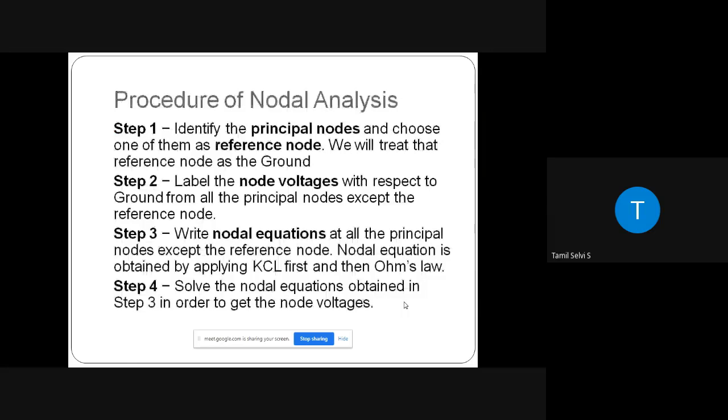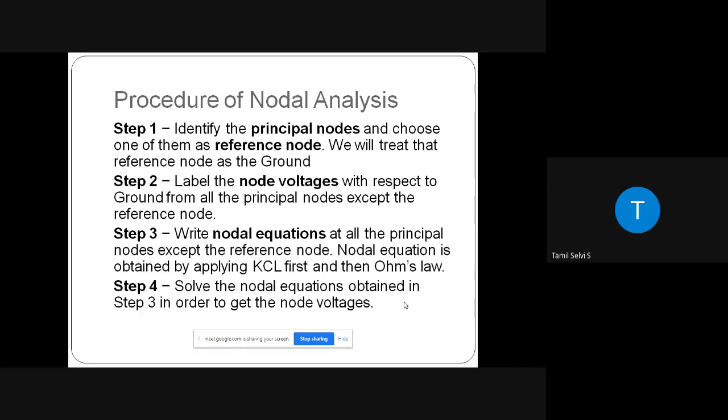Now the simple procedure we follow in this method. In the first step, if a circuit is given, we first identify the number of nodes. What is meant by a node? A node is a point where three or more branches meet, or two or more branches, we may consider. So we have to find the number of nodes present in the circuit.